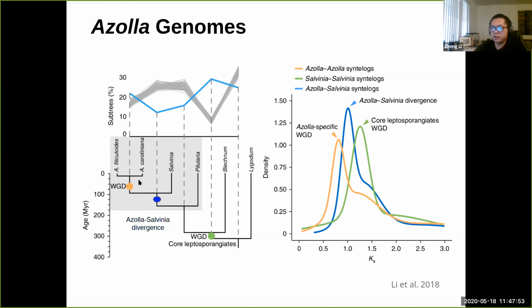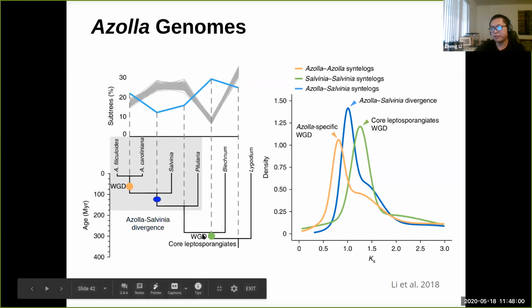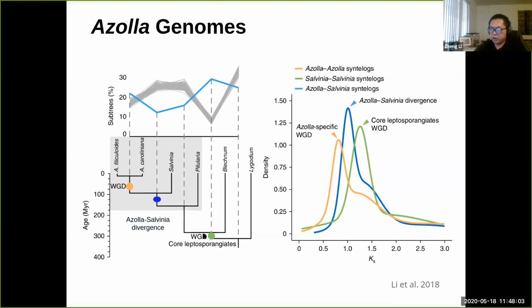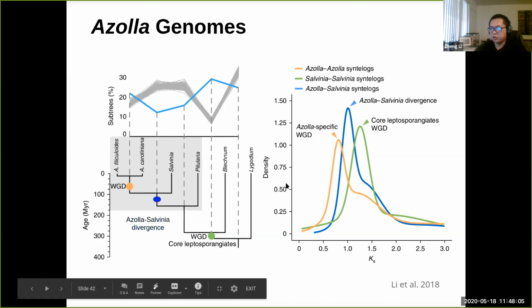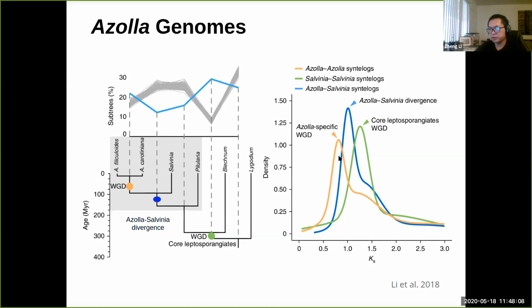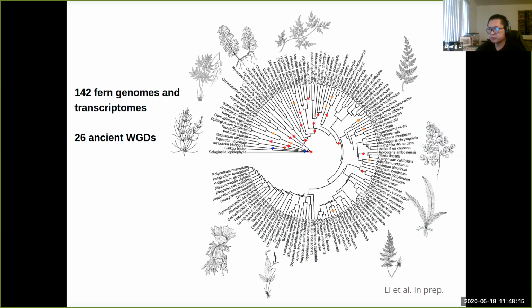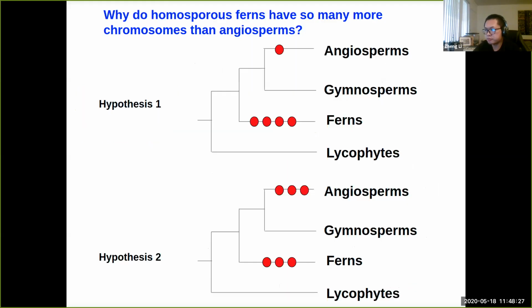And we also, in here, from the MAPS analyses, we've seen one duplication event associated with the Azolla, and then there's another whole genome duplication event shared by the Leptosporangiate ferns, but not shared with Lygodium. If you look at the color, the result is consistent between these two different analyses. So across our data set of 142 fern genomes and transcriptomes, we inferred 26 ancient whole genome duplication events during the evolutionary history of ferns.